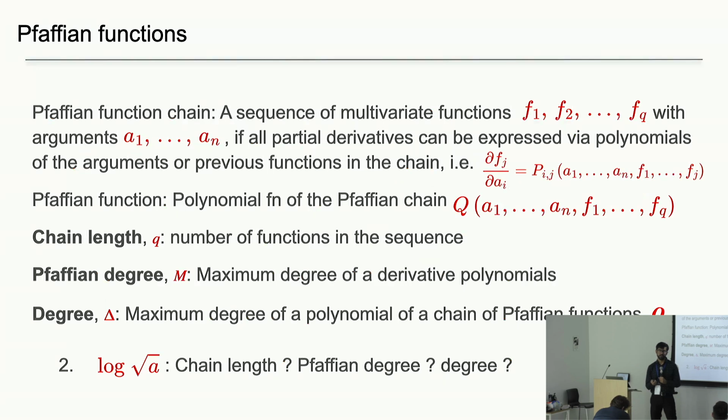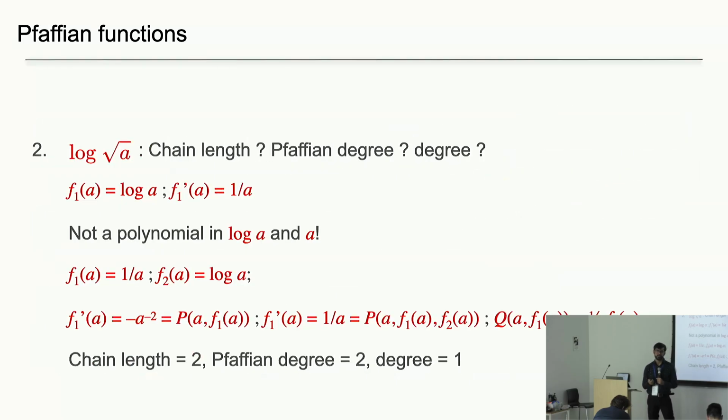Similarly for log, this is a little bit more tricky because if you take the derivative of log, you will get something that's not polynomial, 1 over a. So how do you express it as a Pfaffian? The trick is you can add another function in the chain. So you can have 1 over a in the chain. The derivative of 1 over a is a polynomial in 1 over a. It's a degree 2 polynomial in 1 over a. So you get a Pfaffian degree 2, and you can basically construct a chain to also show that logarithm is also a Pfaffian function.